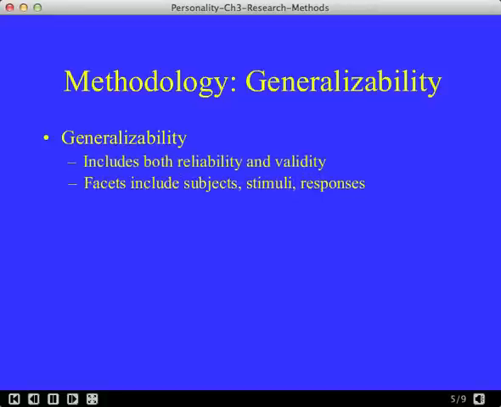A third fundamental point about methodology is generalizability. Generalizability is a broad concept that includes both reliability and validity. Facets of generalizability include subjects, stimuli, and responses. Generalizability of subjects: what are you learning about people in general by studying a particular group of subjects? You must keep in mind three factors that may cause generalizability to fail.